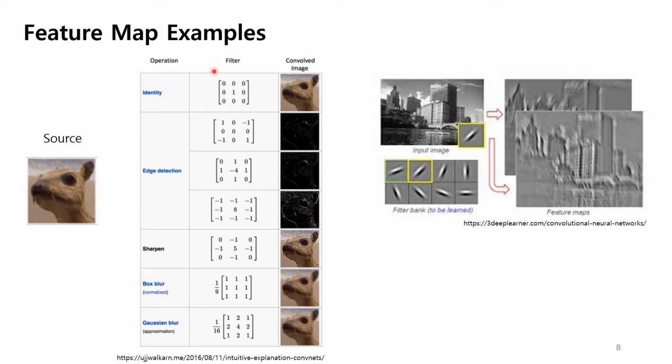This is another example. Let's say this is the filter. Again, this is not given by hand, this is learned by the algorithm. Suppose this is the filter, and this result is shown here. This one is the filter, and this is the output of the feature map. This is the filter, and this is the output of the feature map. These are examples of feature maps using filters.